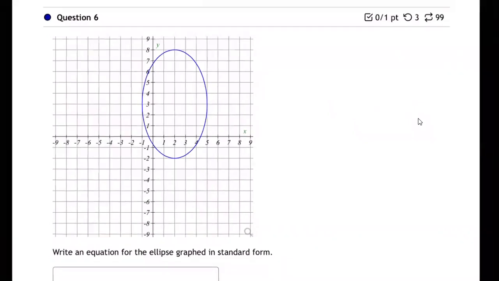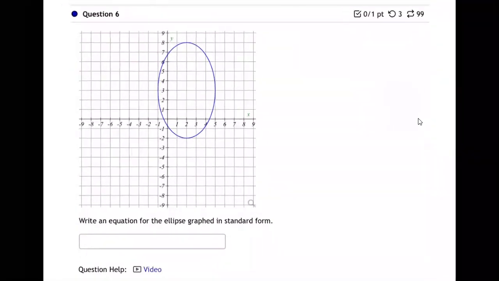So they want us to come up with the equation, write an equation. They're giving us an egg shape, an ellipse, and they want us to come up with the equation. Notice this ellipse is not centered at the origin. So let me write for you the general form.